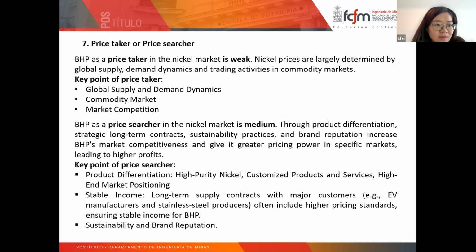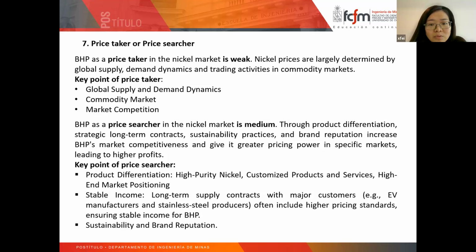I will present the price taker or price searcher. BHP as a price taker in the nickel market, its ability to influence the price is weak. This is due to several key points. The first one, global supply and demand dynamics. Nickel prices are dictated by the overall global supply and demand.